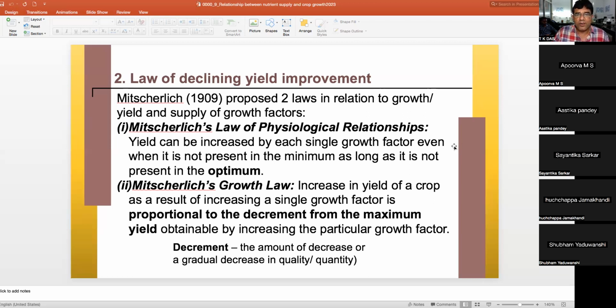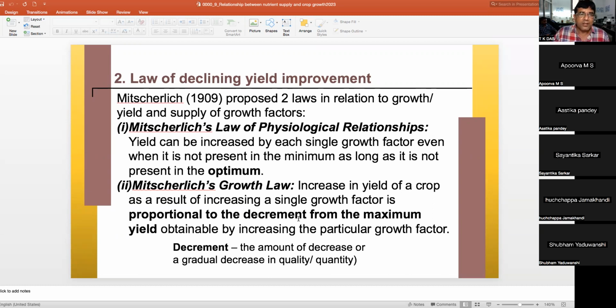So he proposed two laws. First is the law of physiological relationship. Yield can be increased by each single growth factor, even when it is not present in the minimum, as long as it is not present in optimum. So from minimum to optimum level, you can continue to increase the yield. Second is Mitscherlich's growth law. Increase in yield of a crop as a result of increasing a single growth factor is proportional to the decrement from the maximum yield obtainable by increasing the particular growth factor.